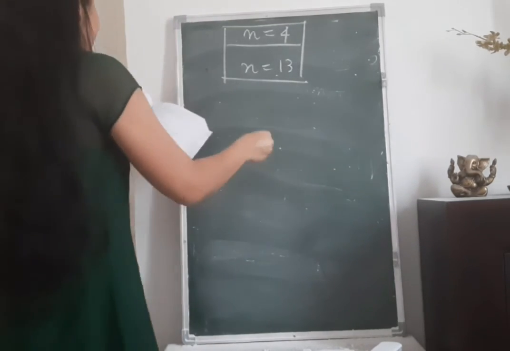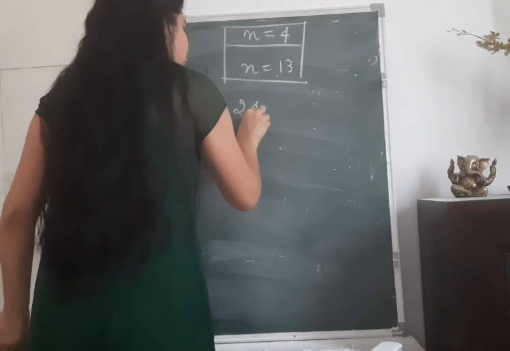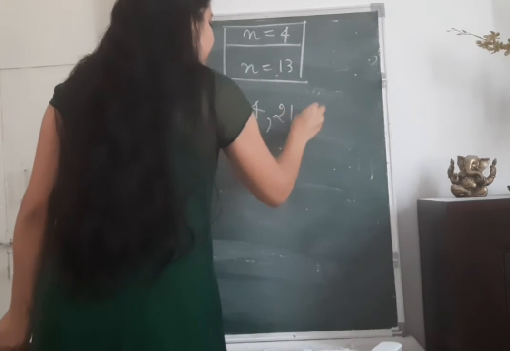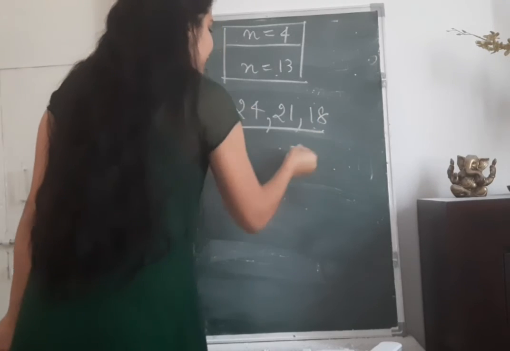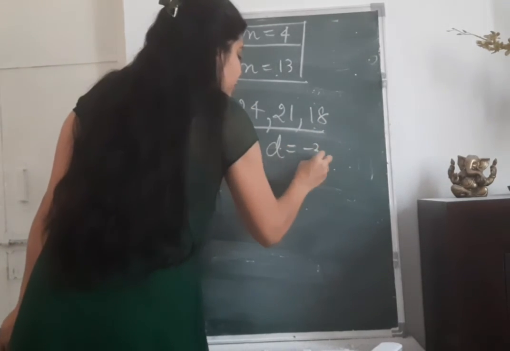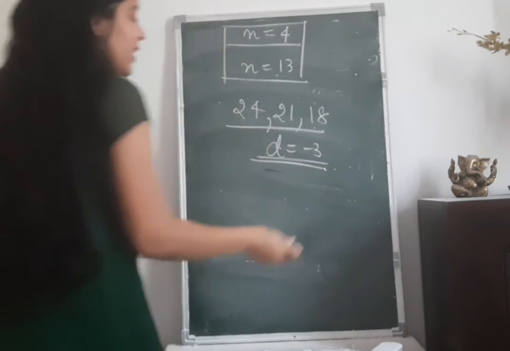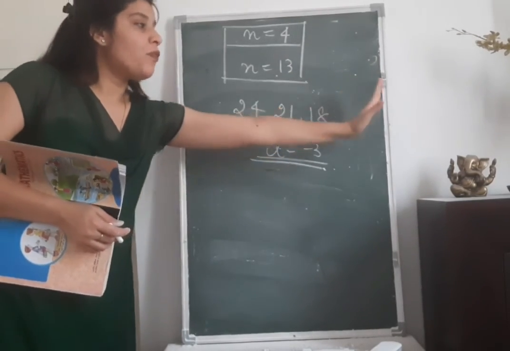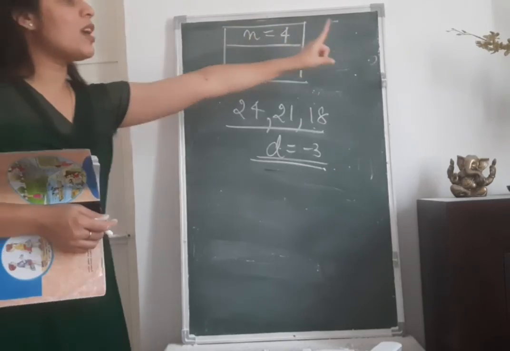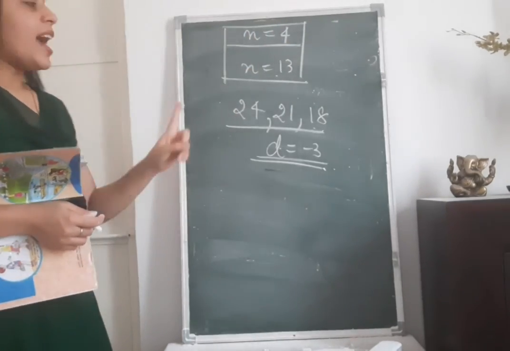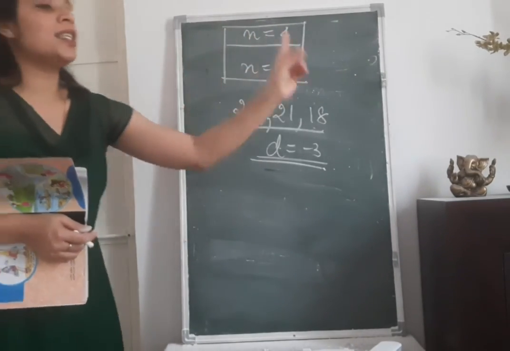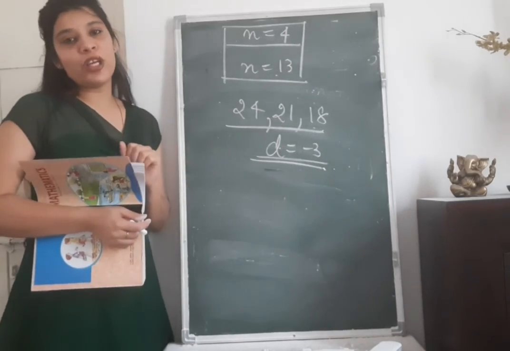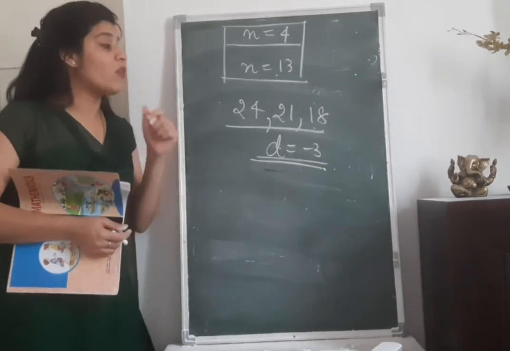Why? Because the arithmetic progression is 24, 21 and 18. So I can clearly see that the common difference is negative, that is minus 3. So when you add the first 4 terms, it is going to give you a sum of 78. And when you add the first 13 terms, then also it is going to give you a sum of 78. Why?